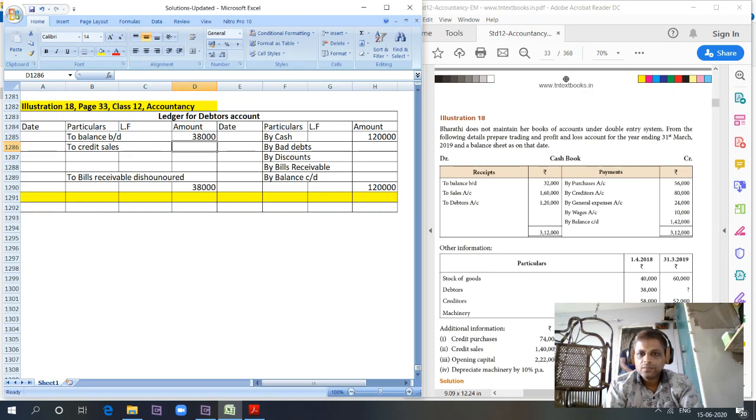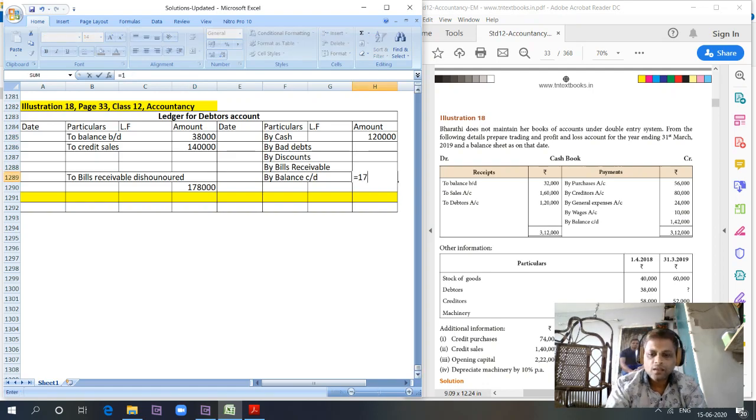Okay, then we have credit sales 1,40,000. It is given here in the sum itself. So beginning balance 38,000, credit sales 1,40,000, and cash received from debtors 1,20,000. And do we have any other transactions? No. So it means that the balance carried down is equal to 1,78,000 minus 1,20,000, equal to 58,000 is the balance carried down, and this is the closing balance of debtors account.